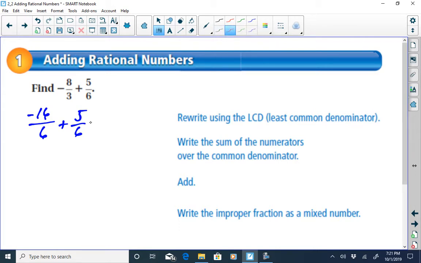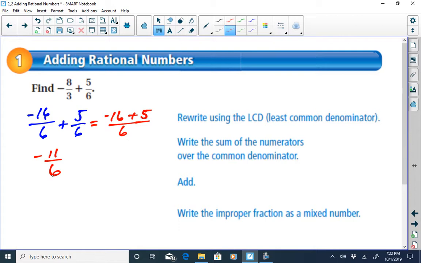Once we rewrite them using a common denominator, we simply have to add or subtract the numerators. So we have negative 16 plus 5, and I use my rules for integers. I'm adding opposite signs, so we have to subtract their absolute values. Negative 16 plus 5 is going to be negative 11. So we wind up with negative 11 over 6.